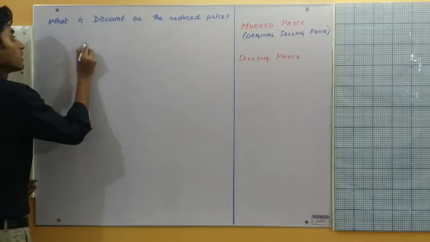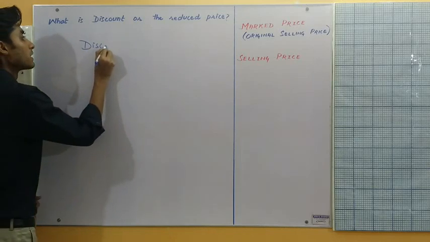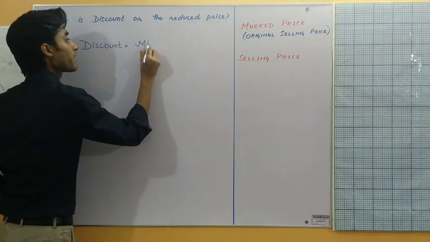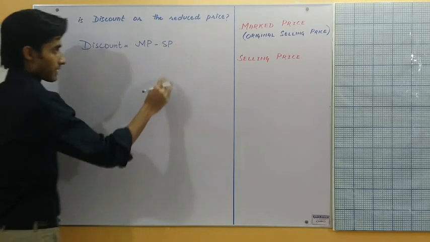So by this definition, when it comes to finding out discount, discount is marked price minus selling price.